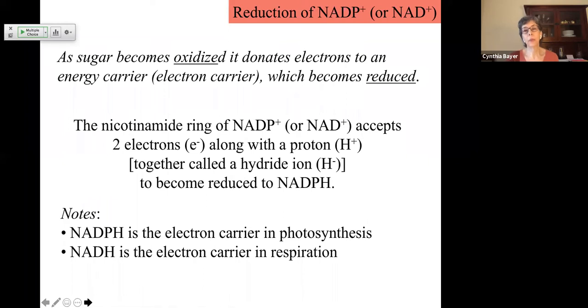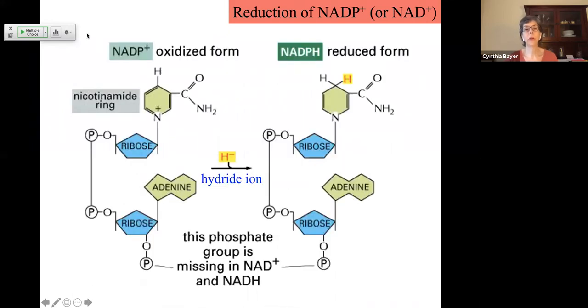So let's look at what we mean by the difference between an oxidized form of an electron carrier and a reduced form of an electron carrier. Over here on the left-hand side, again, we're looking at NADP because there's a phosphate down here that's present in the NADP form that's used in photosynthesis. NADP+ is oxidized. And while I'm showing you the molecule so that we can understand how it's carrying electrons, I'm not asking you to memorize its structure, but what does NADP mean?